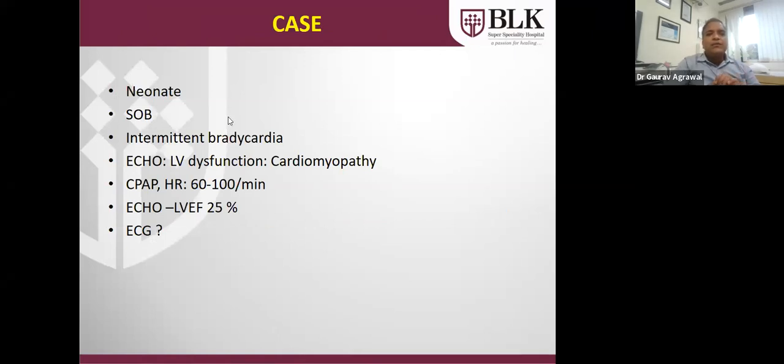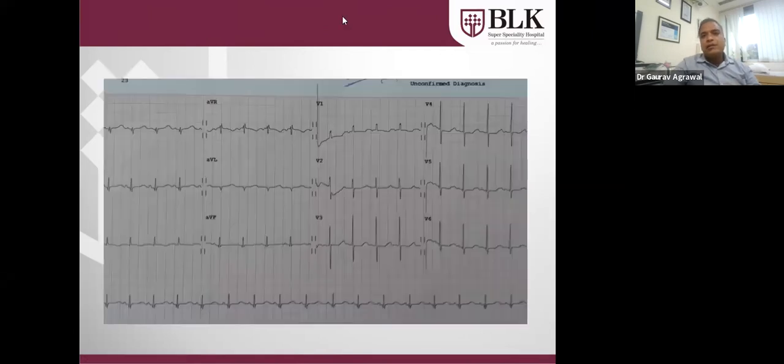This is a neonate who came with a history of shortness of breath and intermittent bradycardia, with echo showing severe LV dysfunction, came on CPAP with bradycardia. LV function is only 25%. And this is the ECG. Any comment on the ECG by anyone?